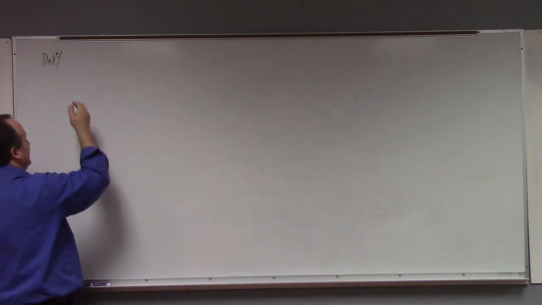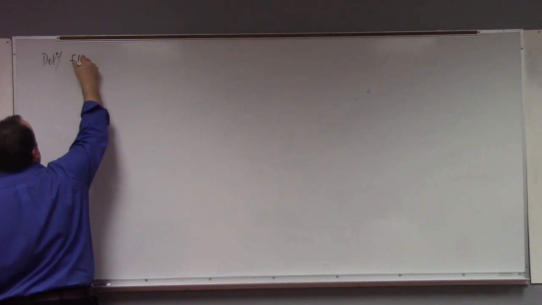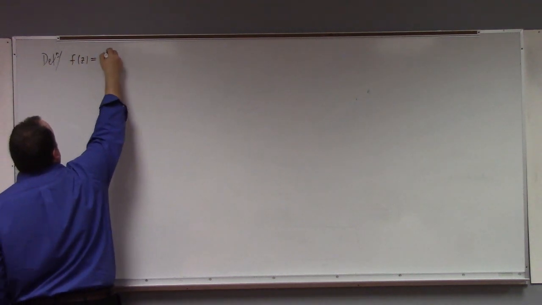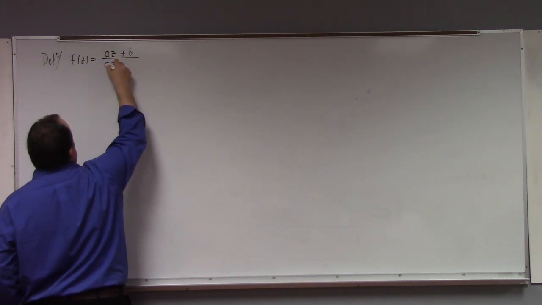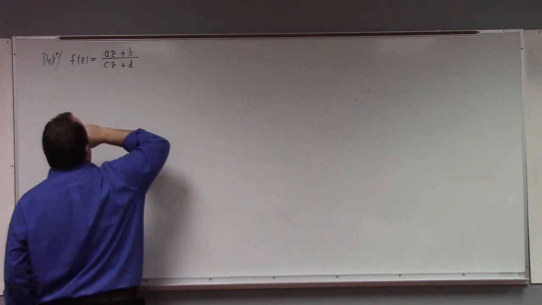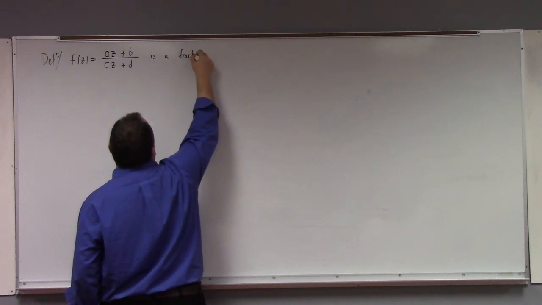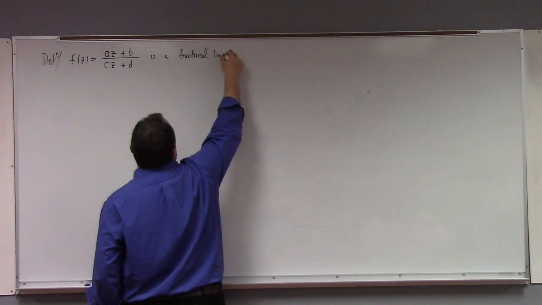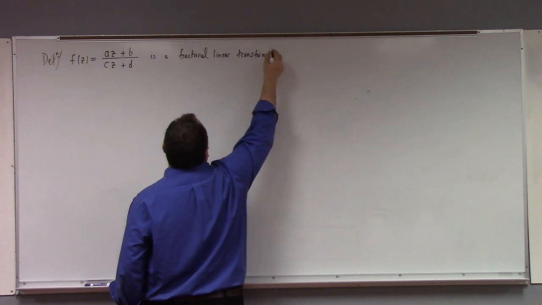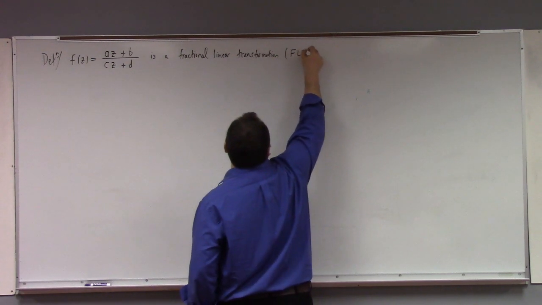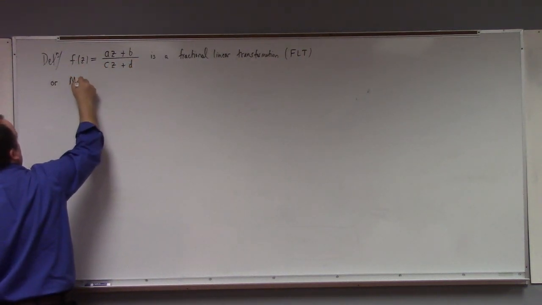All right. So if we look at f of z equal to az plus b over cz plus d, this is a so-called fractional linear transformation, or you could say FLT, or a Mobius transformation.